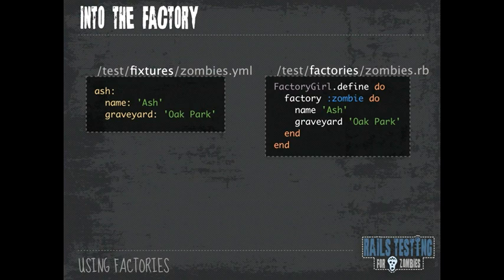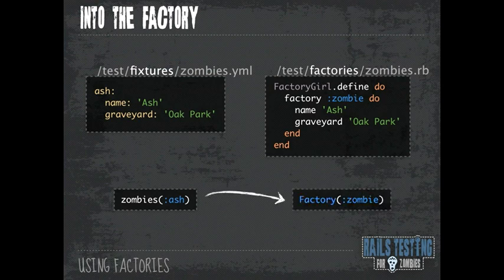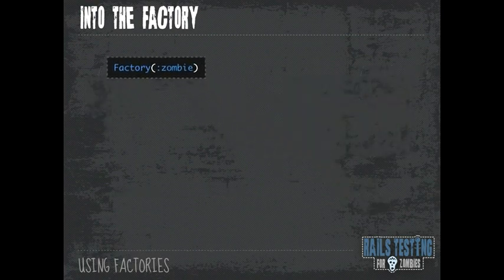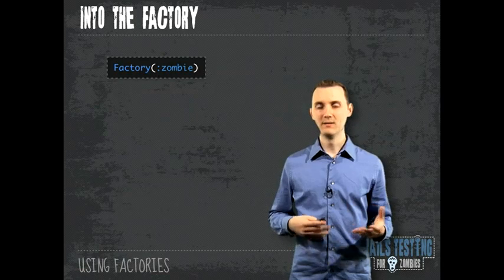And then how do we actually use this in our tests? Whereas before we would say zombies in all lowercase and pluralized and pass it an attribute that matched the name that we defined earlier, in this case ash, when we use a factory, we can just say factory zombie. We want to say basically, factory, give us a new zombie, right? So it looks like that. Let's look a little bit at this factory method that we used here.